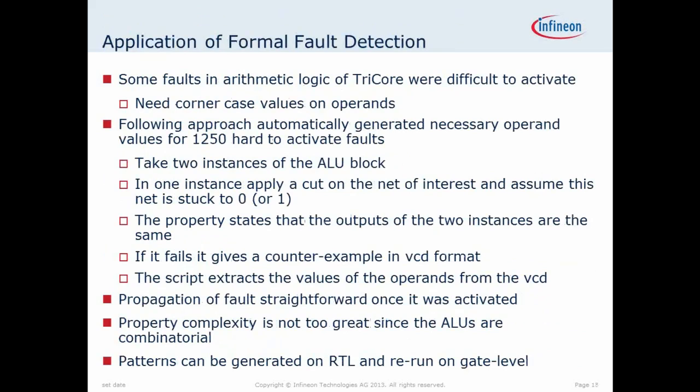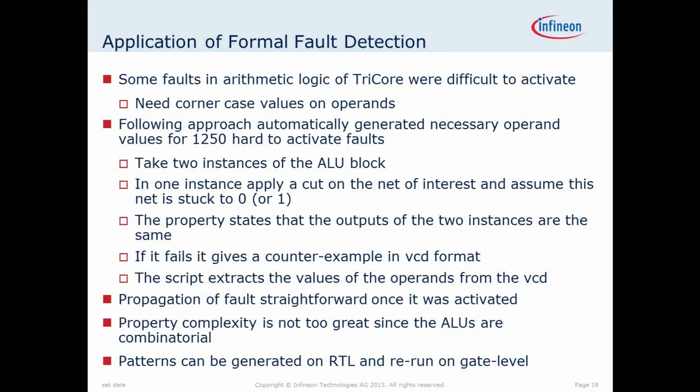So we tried this out. Some faults in some of the arithmetic logic of TriCore were very difficult to activate. They needed corner case values on the operands, which are difficult to determine, almost impossible to randomly generate. And using the approach outlined on the previous slide, we managed to generate the necessary operand values for 1,250 or thereabouts hard to activate faults.